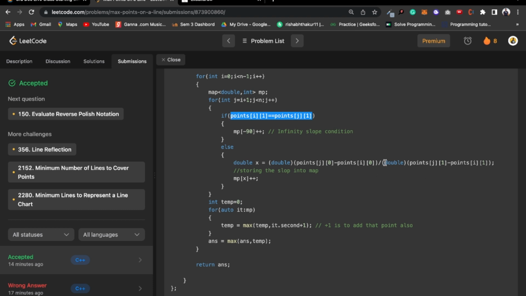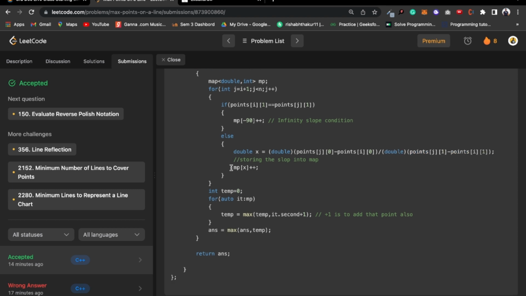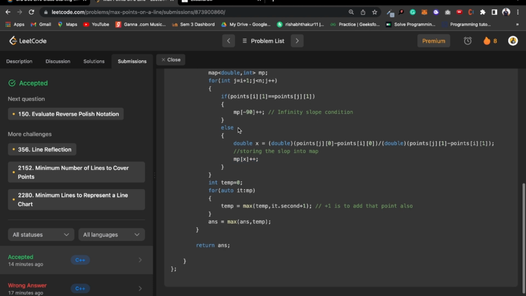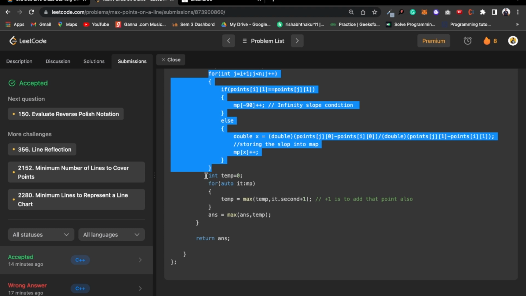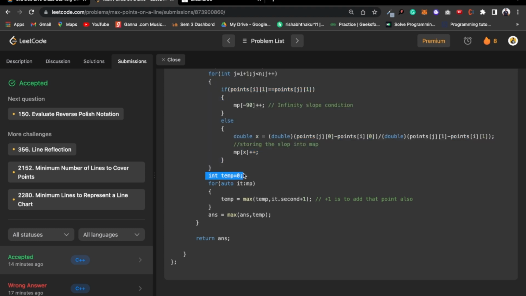That's why the condition, because if it is 0, then the division will be infinity. And I'm storing it in the map, increasing that value inside the map, so making it plus plus. After coming out from the j for loop, I'm calculating a temp. I've told you that we'll take out the max from that map. So temp is equal to max of temp comma it dot second plus 1. This is the iterator on the map.